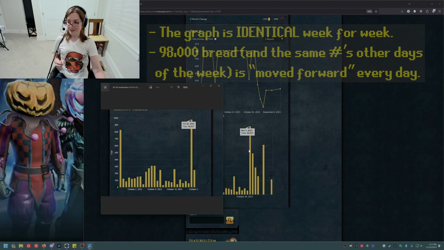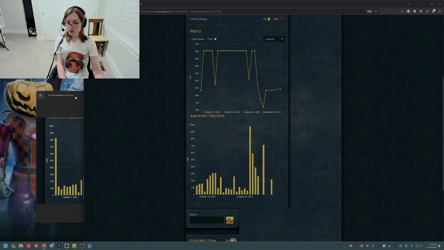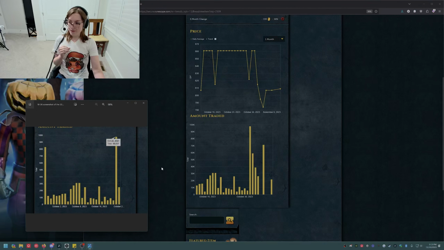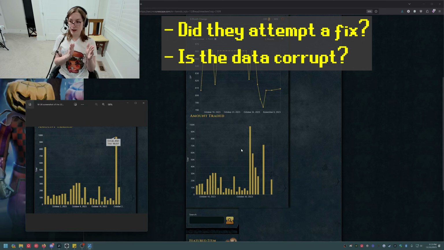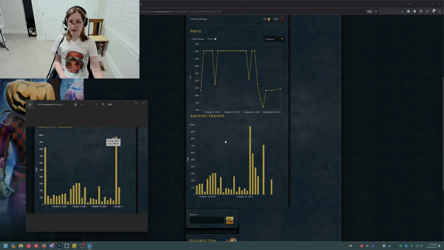Now, most disturbingly, after I raised this with Jagex, we can look at the screenshot that I took on the 26th and see that the October 22nd amount has changed, and it only reports 3,000 something bread sold. It looks like the amount traded graph is shifting over time falsely and reporting an inaccurate amount of items traded.